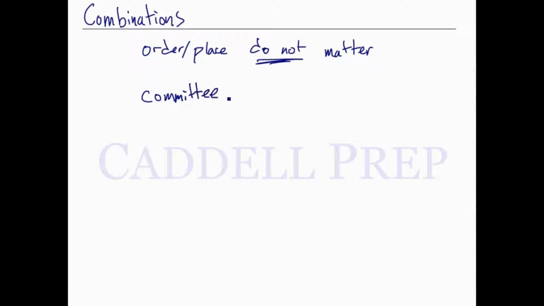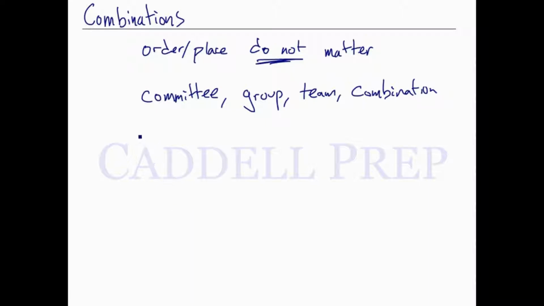Let's go over combinations. This is a way of finding out how many ways something can be done where order or place do not matter. So for example, if we want to form a committee or a group or a team, or of course a combination, and order doesn't matter, we're going to use this formula for figuring out.